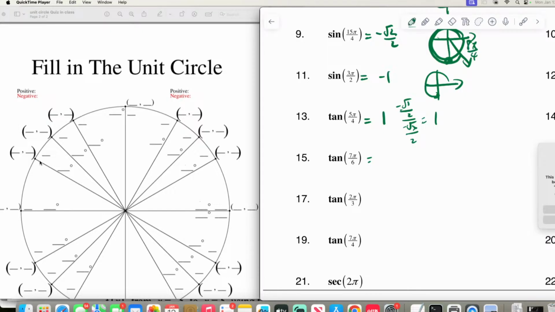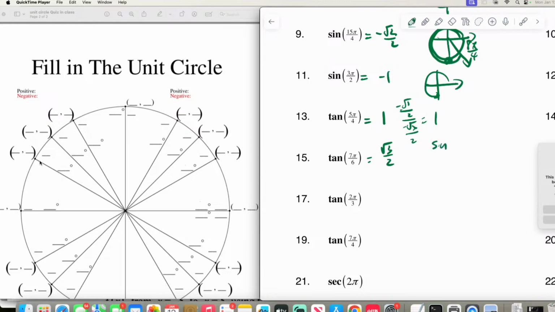7 pi over 6. What is tangent of 7 pi over 6? Let's ask people. Chase, what did you get? Tangent 7 pi over 6. Root 3 over 3. Is that positive or negative? Just make sure. Positive? Good. Square root 3 over 3. How did he get that?